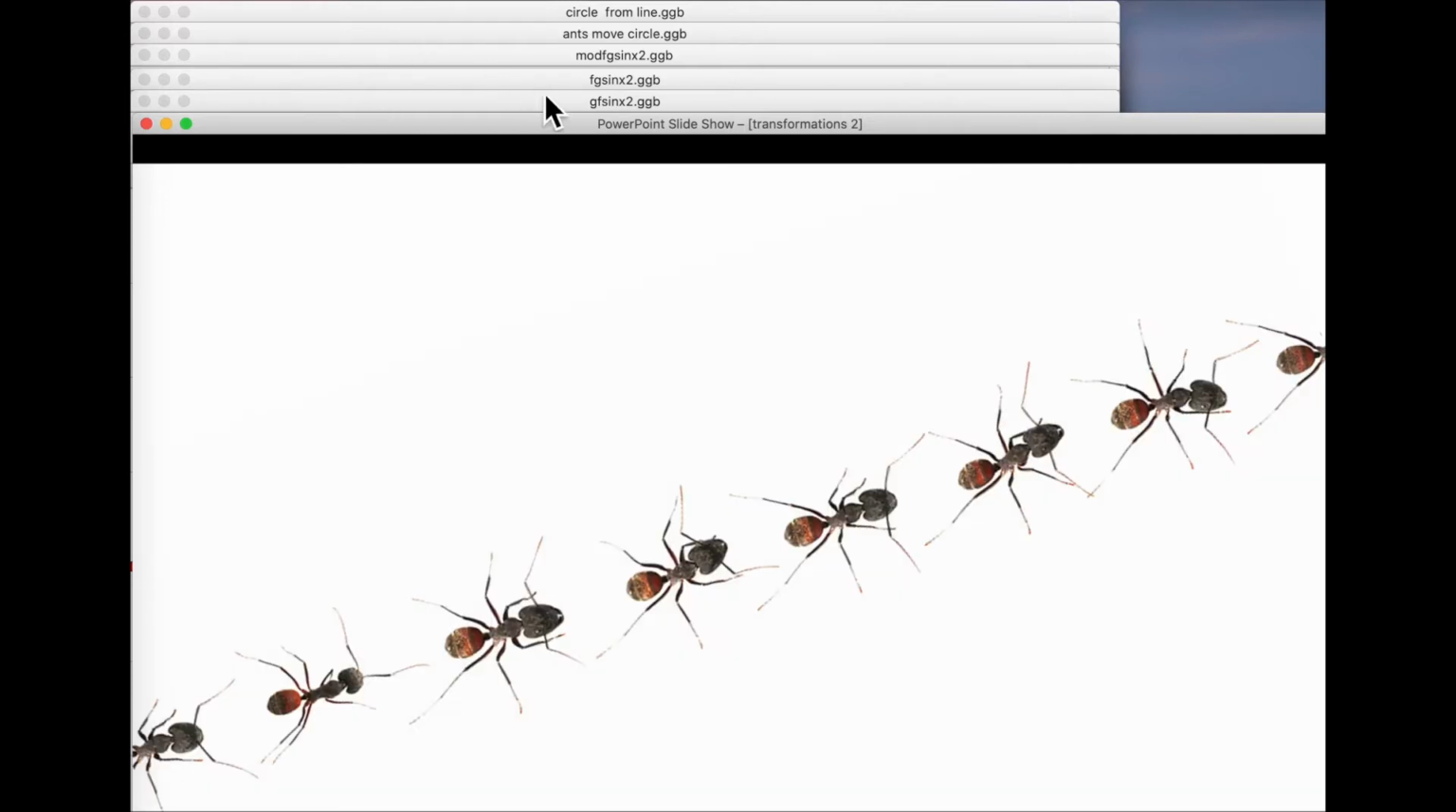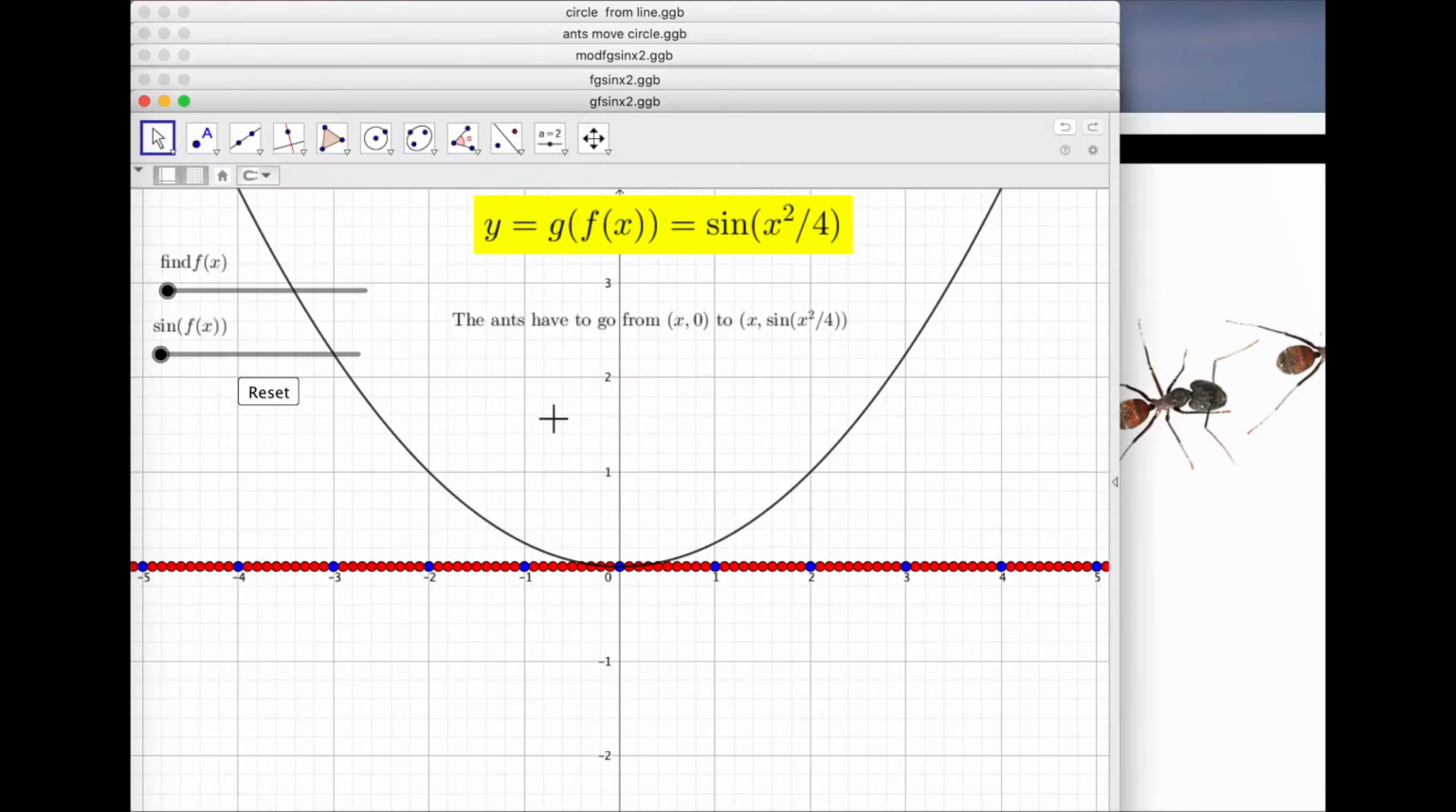We're going to create the graph of sine of x squared over 4 using ants in two different ways. The first is as a transformation of the graph of y equals x squared over 4. The rules for these ants are they start on the x-axis, and they have to move to the new graph, to the point x, sine of x squared over 4. They don't know the formula for the graph they're given, but they do know the formula for everything else, and they can do all the calculations.